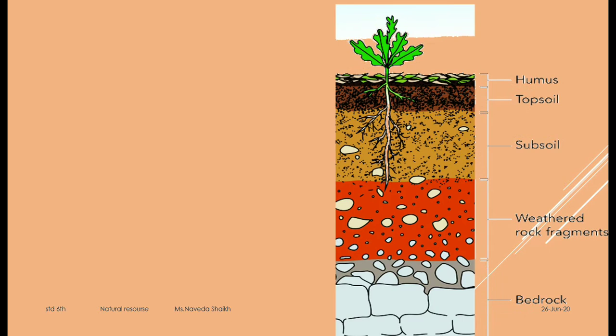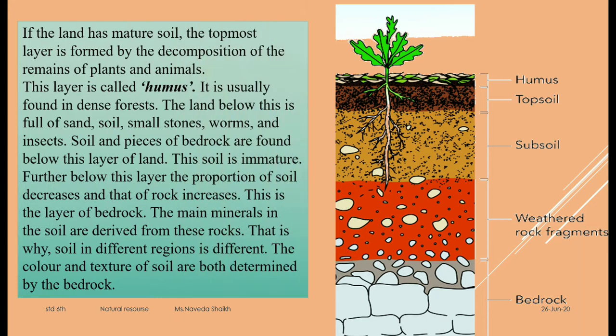Let us understand the layers of the land. At the very top, you will find a layer which is rich in plant and animal remnants, meaning over a period of time when plants and animals die, they settle onto the topmost layer of the earth, that is called the humus. This humus has remnants and decomposition of plants and animals in it, and this is very fertile, which helps the plants to grow. It is usually found in dense forest regions.